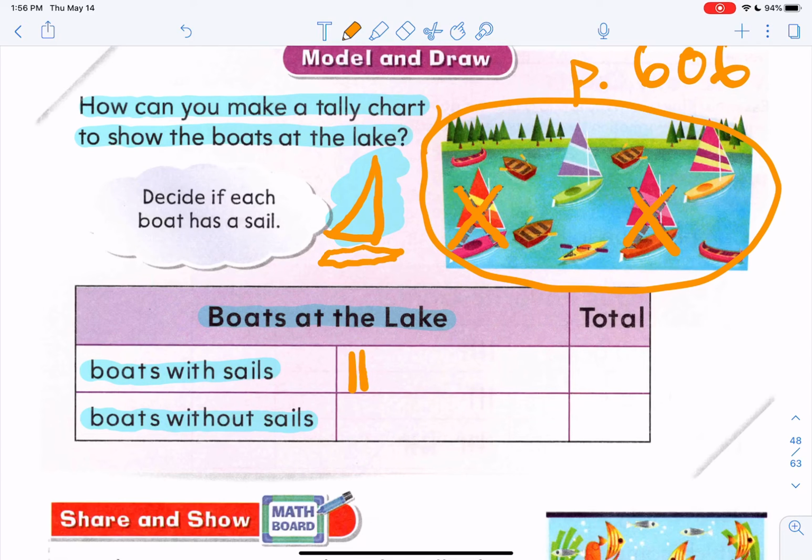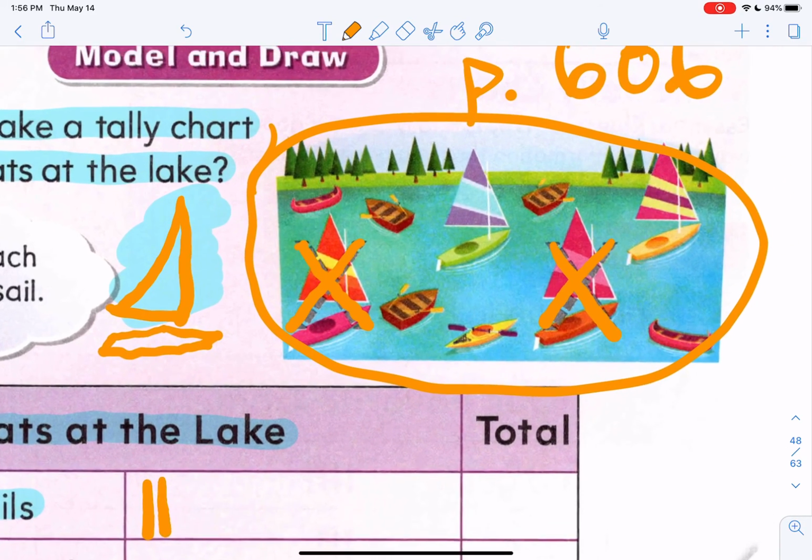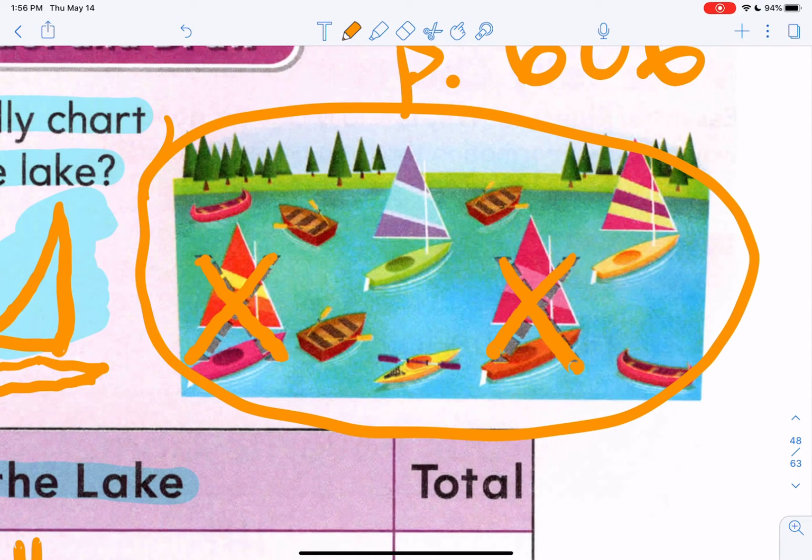Now you are going to have to finish making the tally marks here, and you have to look for the boats with sails and without sails. Now, I'll give you a little hint. Watch carefully. I'll make this real big. You're going to have to do one boat at a time. Here's a boat. Here's a boat. You got this boat, that boat, that boat, that boat, that boat, and that boat.